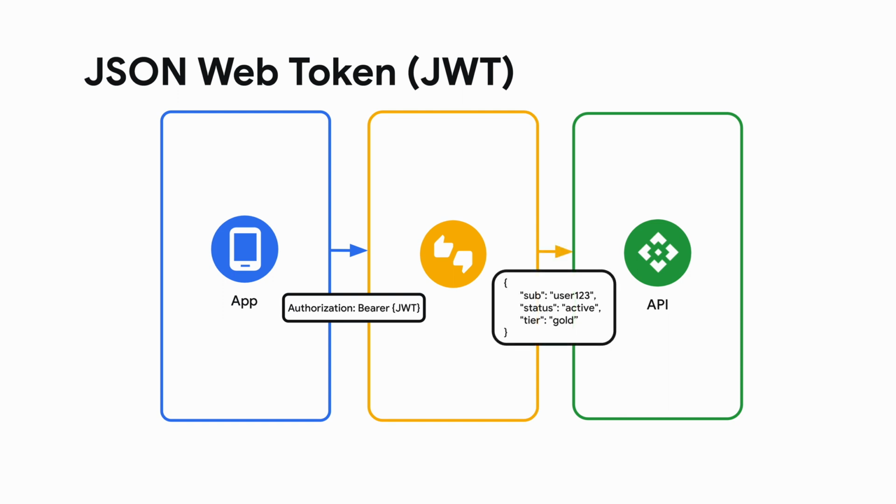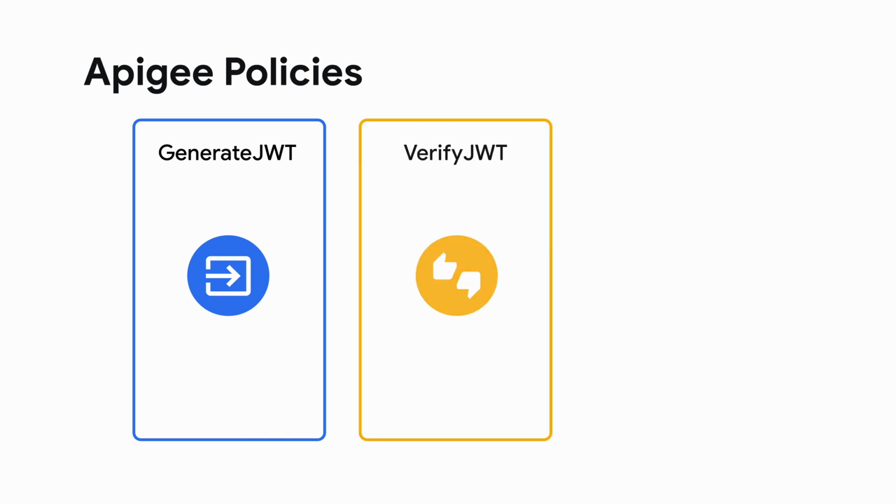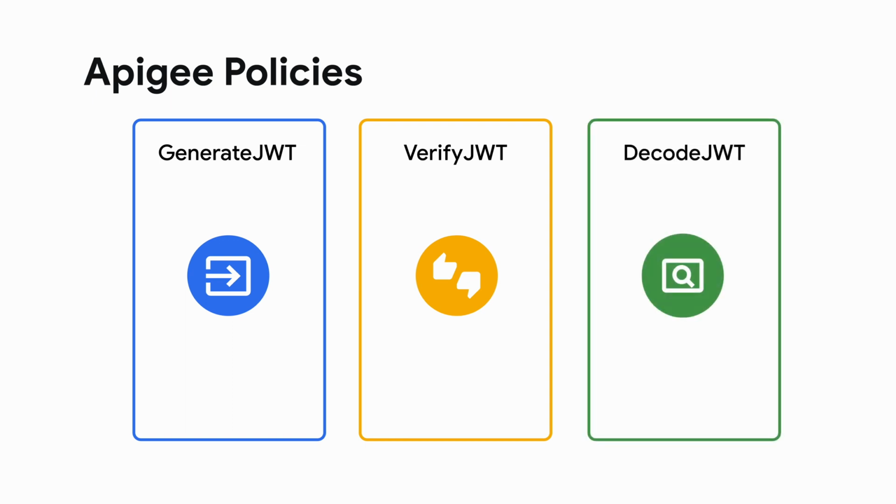Apigee offers three policies for handling JWTs. The Generate JWT policy allows customers to generate a new token and return it to the client, or attach it to the request sent through to the target backend. The Verify JWT policy is used to verify tokens and extract claims. Finally, the Decode JWT policy allows you to decode a token without verifying it.